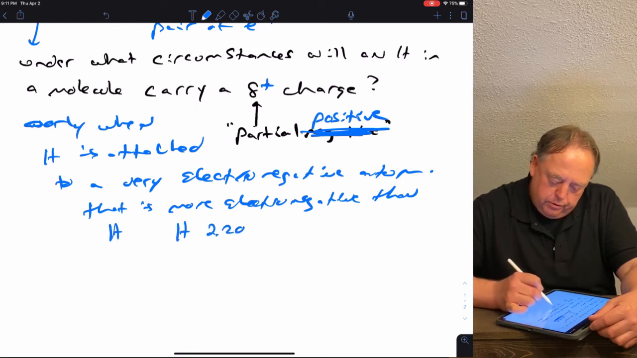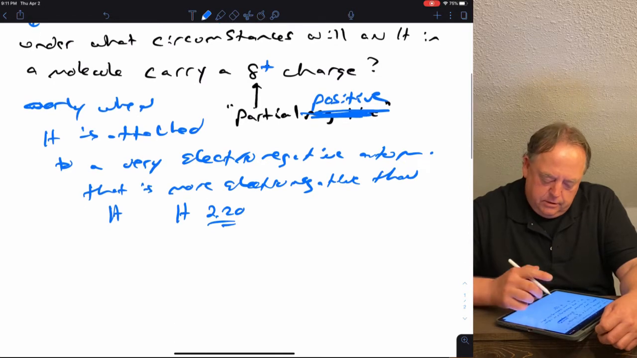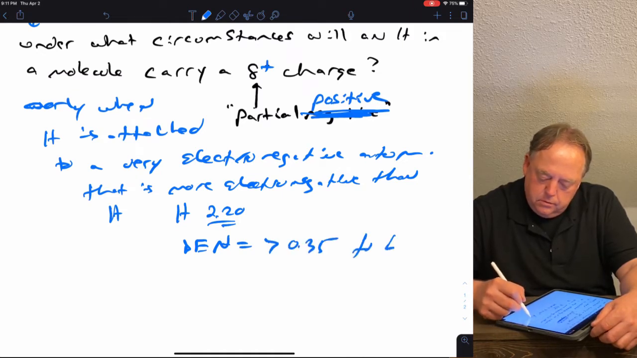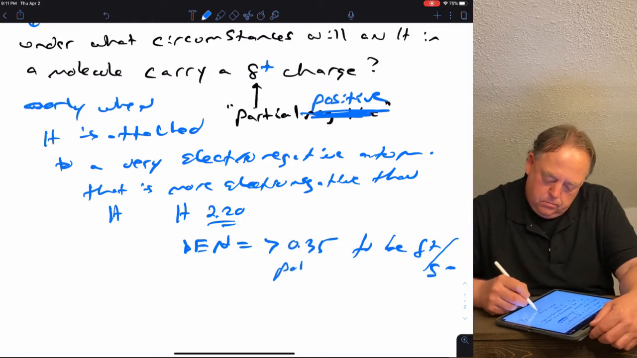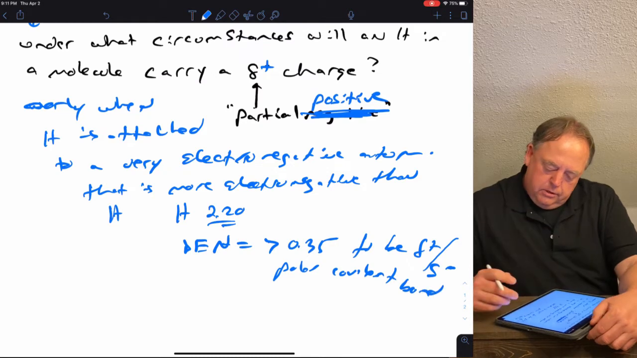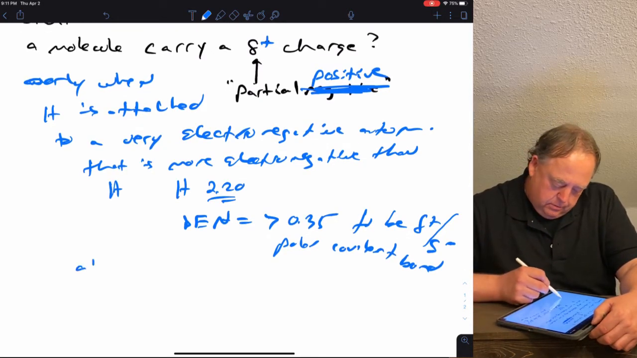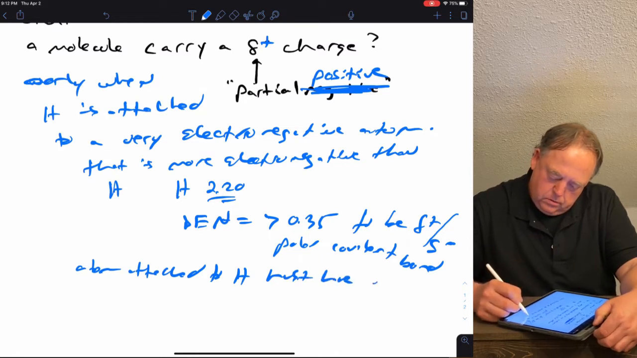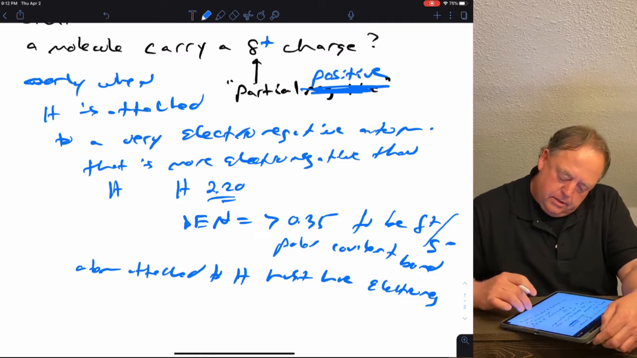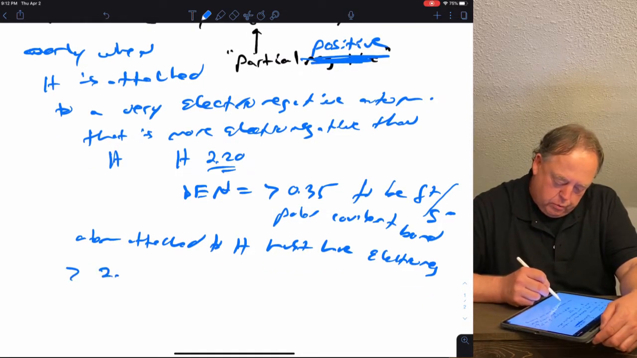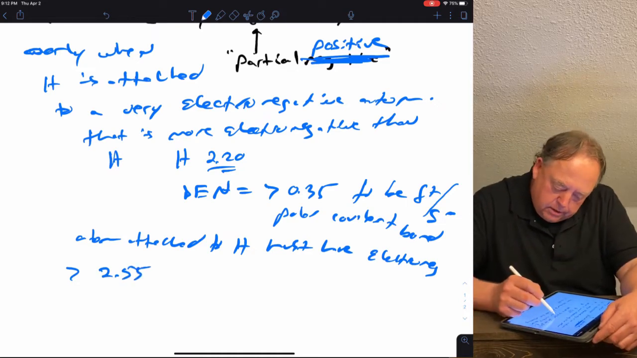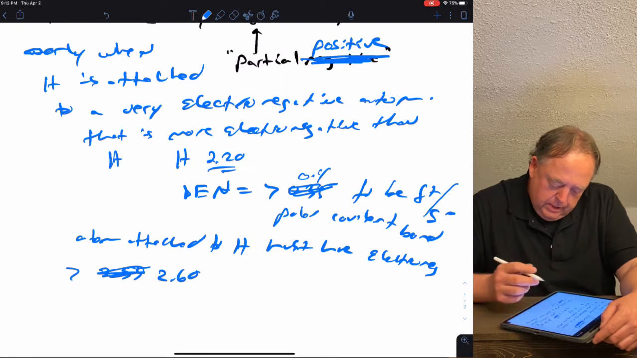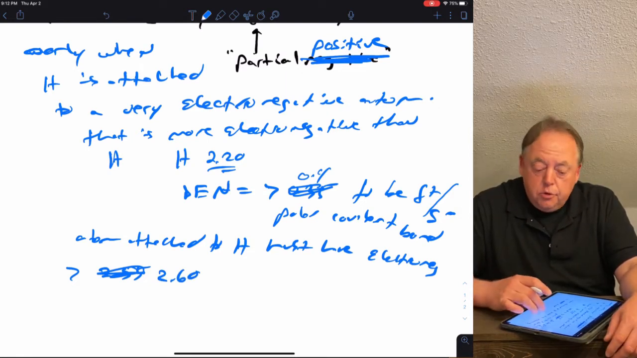So hydrogen's electronegativity is 2.2, so it needs to be attached to something that's more electronegative than itself, and the difference in electronegativity needs to be greater than 0.35. Right, it could be a polar covalent bond. So that means the atom attached to hydrogen must have an electronegativity greater than 2.55. Or, no, we said 0.4, right? A difference of 0.4. So that means the atom attached to hydrogen has to have electronegativity greater than 2.6.